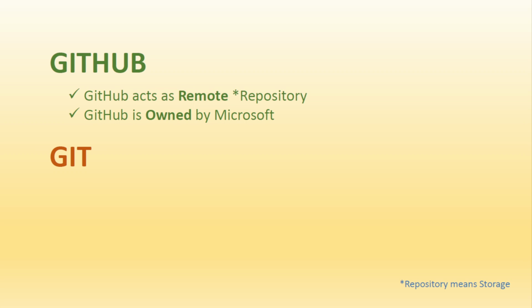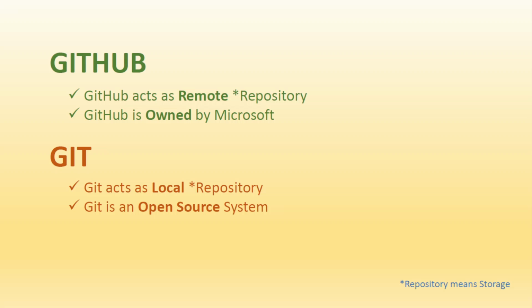Now let's understand Git. Git acts as a local repository. As I mentioned, a repository is nothing but storage, and you would be storing all your project files on your local machine. So you can work on your local machine. Once you are happy with all the changes, then you can move your files to the remote repository in GitHub. I will explain that in the Git workflow, so don't worry. Next, Git is open source, so you don't need to pay any license fee. The third point is that Git is a distributed version control system.